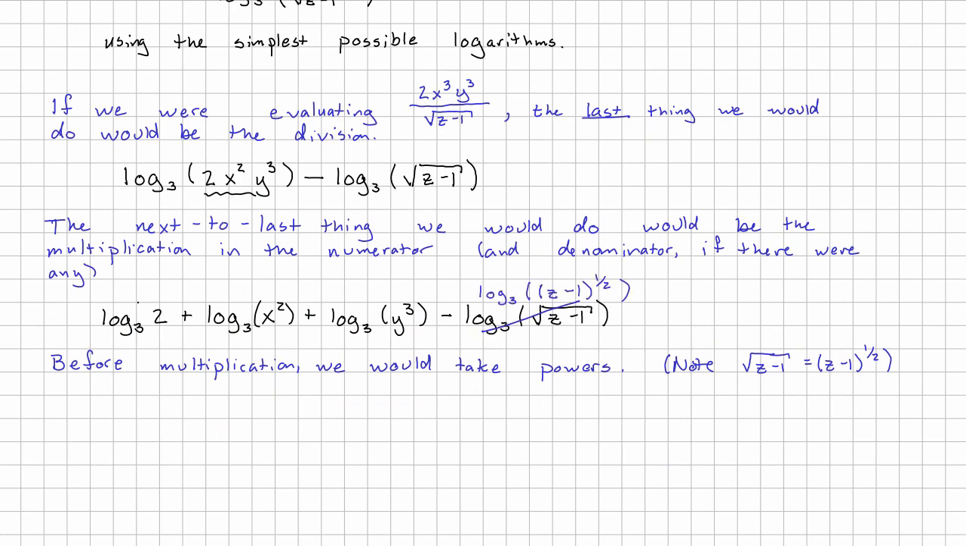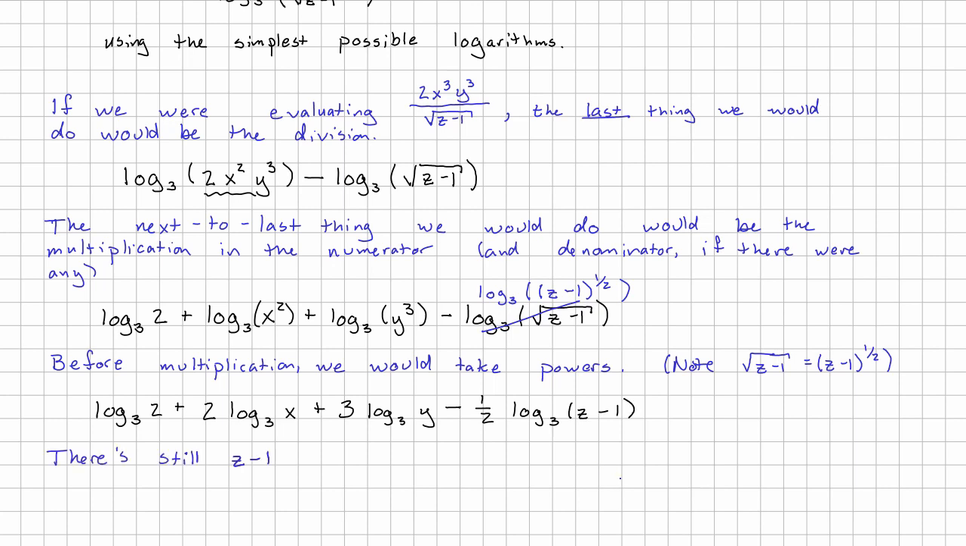So now there's no exponents in this first term, so we'll just leave it, log base 3 of 2. In the second term, the exponent is 2. That comes out. So we have 2 times log 3 of x. Here we have an exponent 3. That comes out. That's 3 times log 3 of y. And then here we have exponent 1/2. That comes out. That's 1/2 log 3 z minus 1.